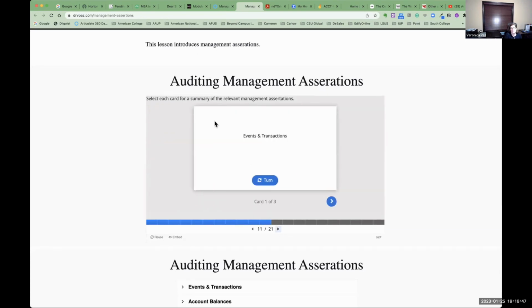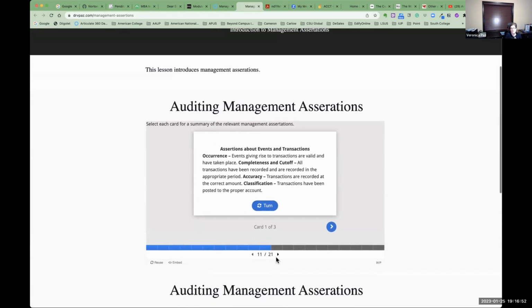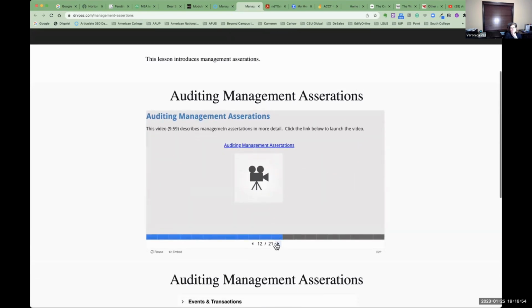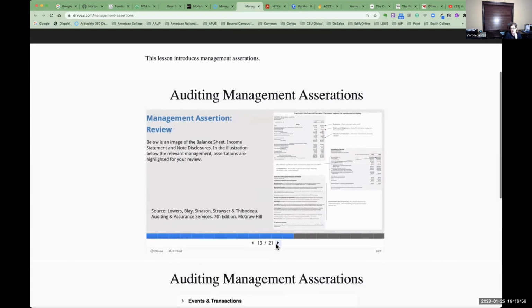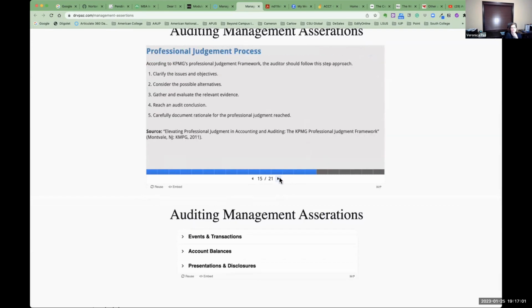So it's a lot of repetition, but here, if you click on this, you can see each of the assertions for each of the transaction types. And then we talked about the management review and assertions here. We talked about professional skepticism.